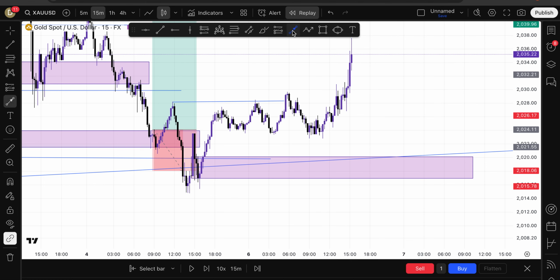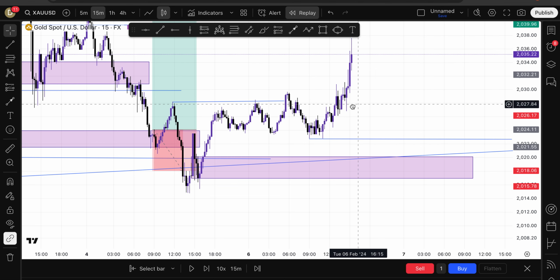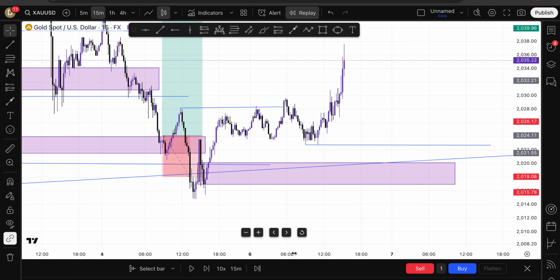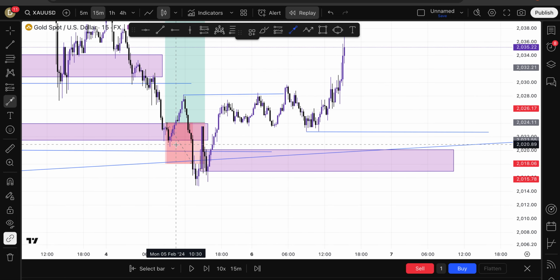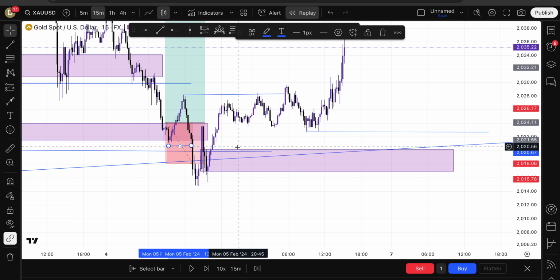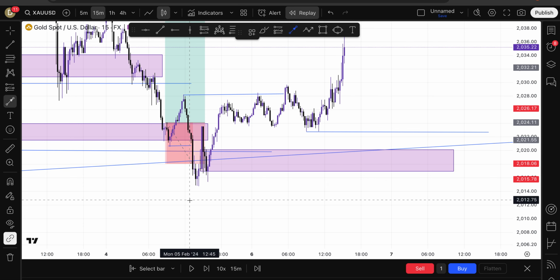Then structural liquidity. But let's check, because let's not be like we are working on guesswork. Yeah, this is our sweep. Let's call this our sweep. This is our sweep. Okay. So let's mark our protected low.